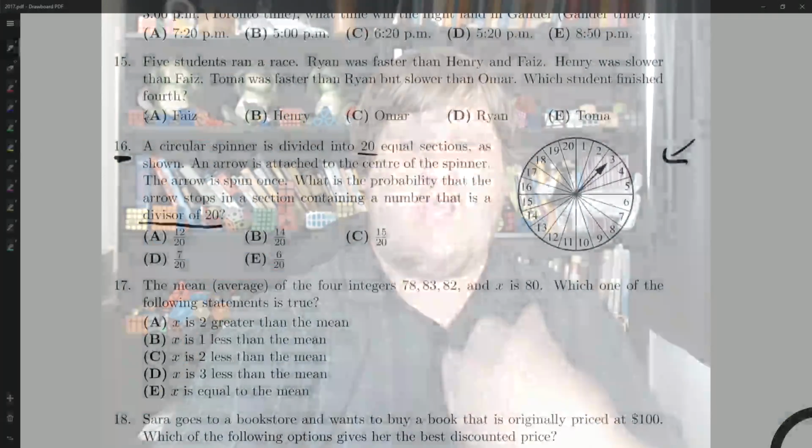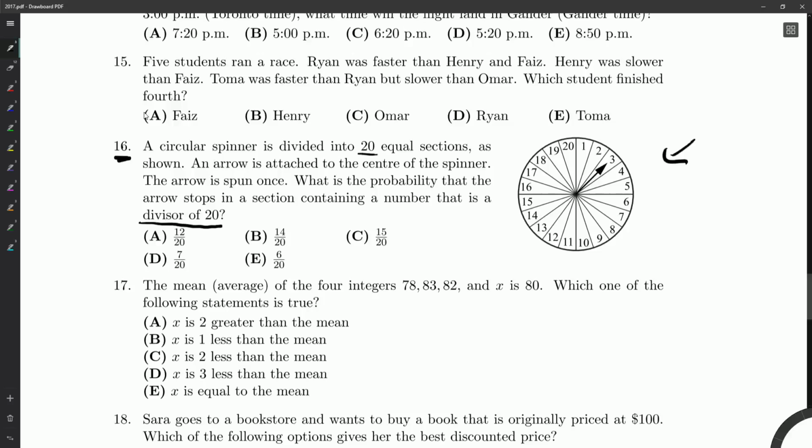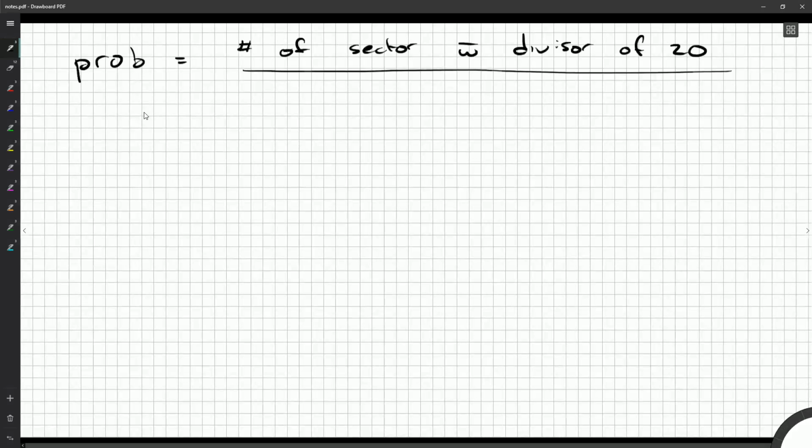So the bottom number is usually the easiest one. There's 20 equal parts here, so we're going to be dividing by 20, and of course it's no surprise we've got a bunch of 20s down below in the denominator. So it's not going to be too tricky. The number of sectors with a divisor of 20, divided by the total number, 20, of sectors. Total number of possible sectors.